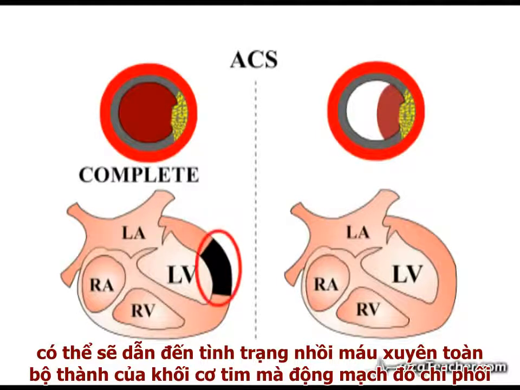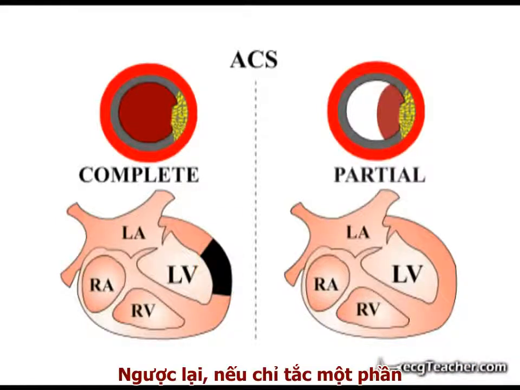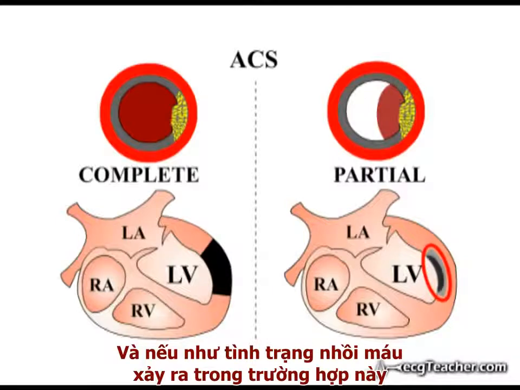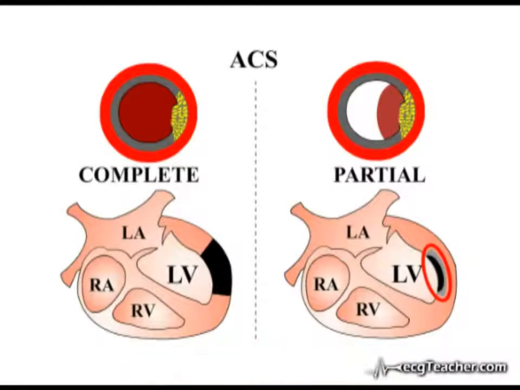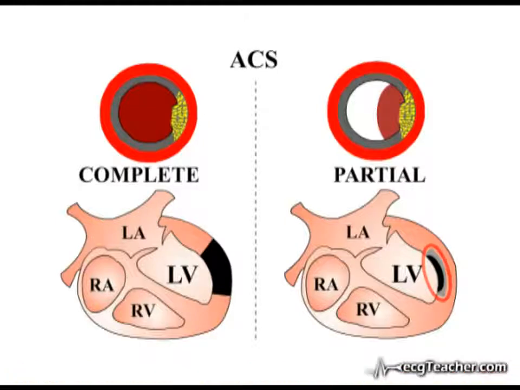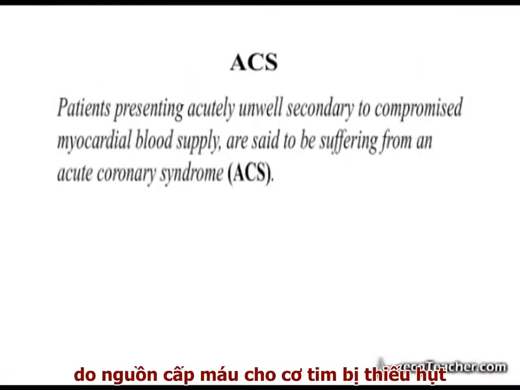of myocardium it supplies. In contrast with partial occlusion, ischemia is primarily focused on the subendocardial region of the affected myocardial wall, and if infarction develops in this situation, it tends to be localized to the subendocardium. Patients presenting acutely unwell secondary to compromised myocardial blood supply are said to be suffering from an acute coronary syndrome.